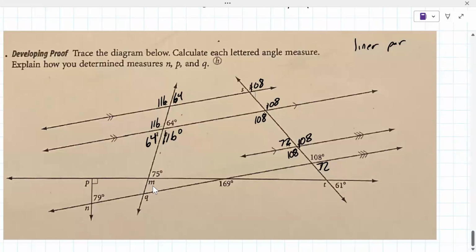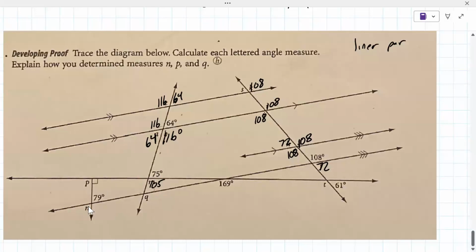And then I guess we're over here to letter M. M like Matthew. It's not 75. They're not congruent. They're right next to each other. They're on a straight line. So 75 plus what? 105. Okay. So they are a linear pair.